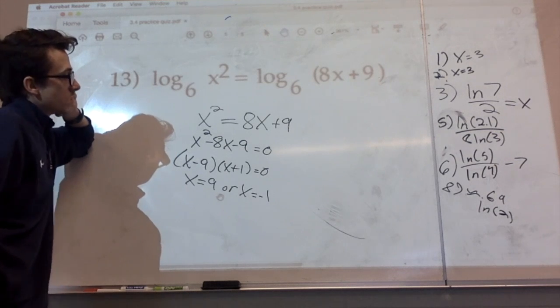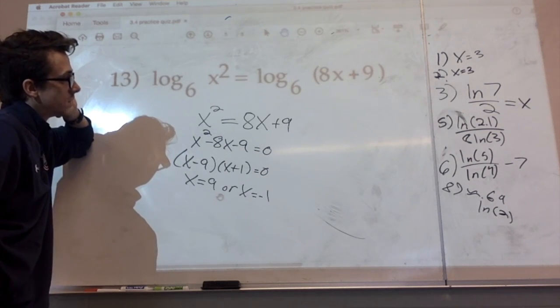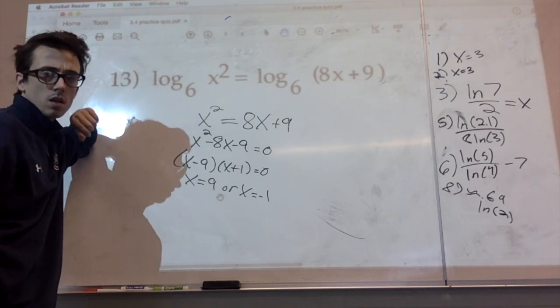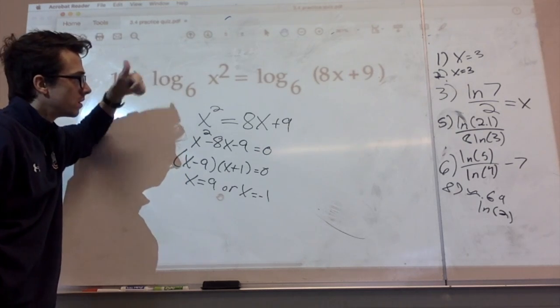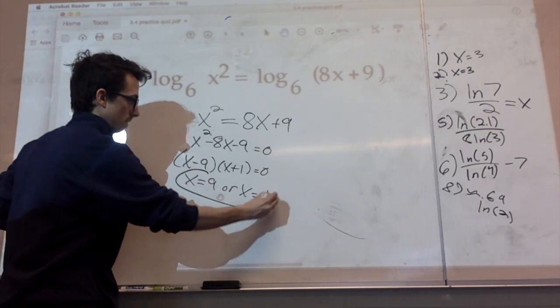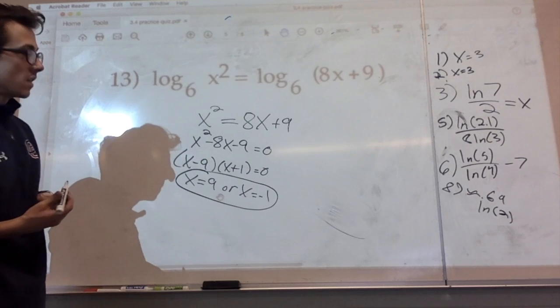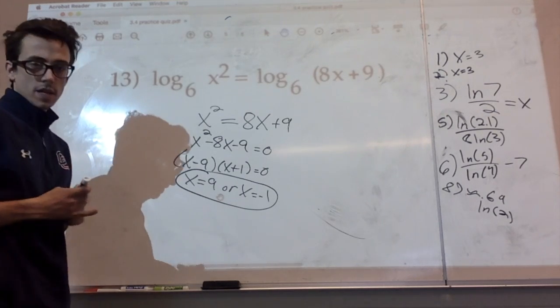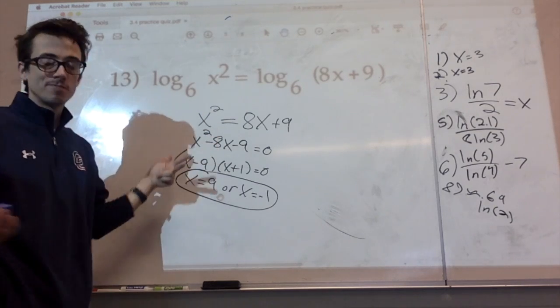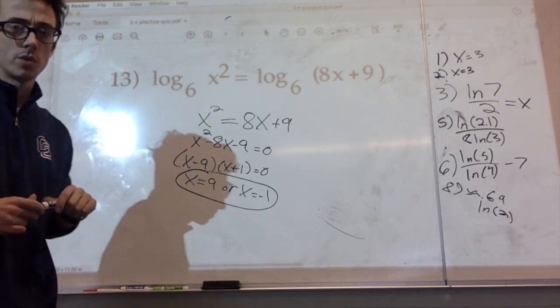Let's see, do these both work? I think they will. Yeah, they both work. So both of these are good. Yeah, that's right. X equals 9 or negative 1. If you plug back in and check them, they're both going to work. So that's good. Something you always want to check for.